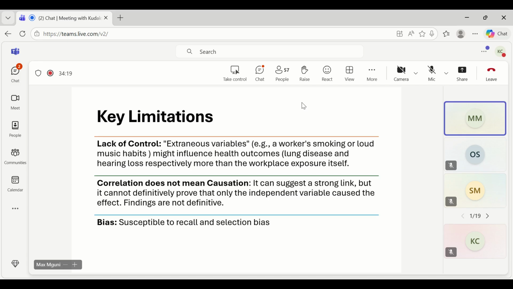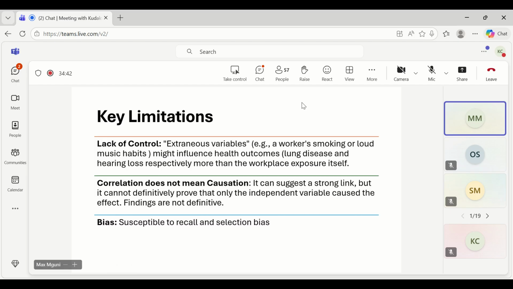For example, maybe if you are monitoring the effect of noisy equipment in the workplace, you're looking at noise-induced hearing loss, but then the employees, when they knock off, they go to the bar or the tavern where they play loud music. That can also influence that. So you don't have control over that, which might influence health outcomes.